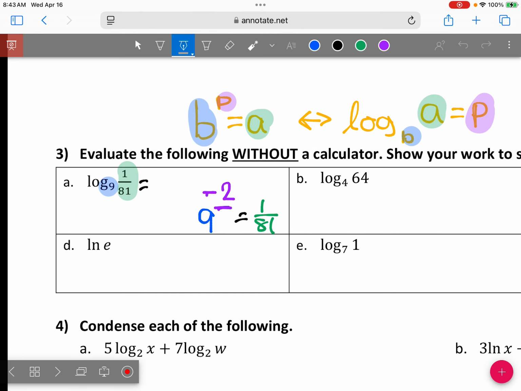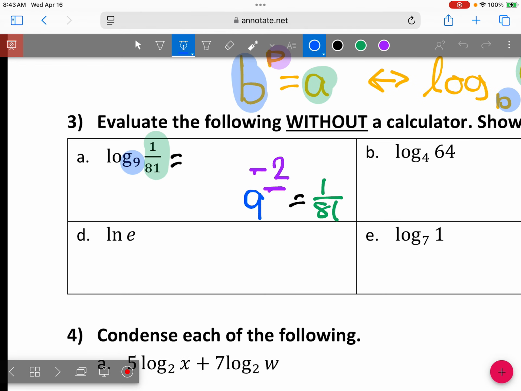On something like part D, right below it, it looks a little tricksy because ln already has a base in it. ln is the same thing as having log base e. So this is saying log base e of e. So we have a base e. We're trying to figure out the power when it's going to equal e. What power do we have on something to keep it the same? 1.